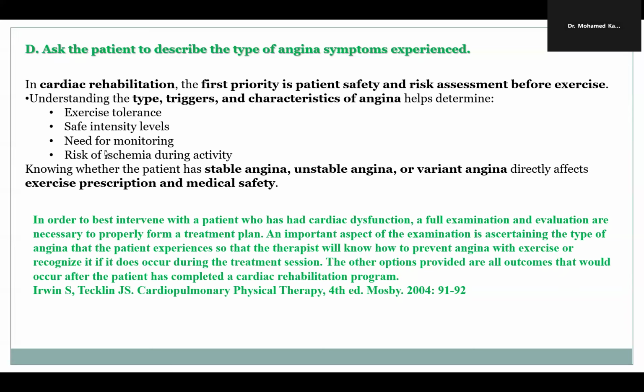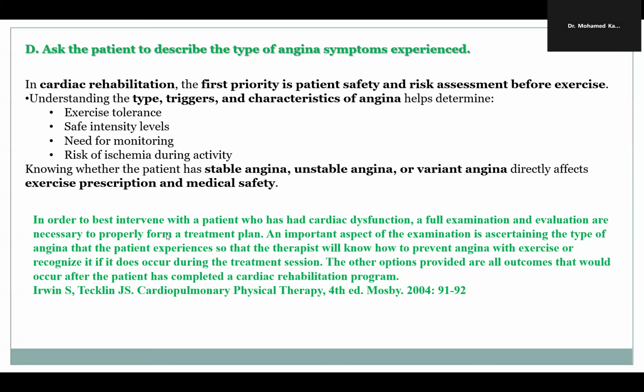Need for monitoring. What I mean by monitoring: monitoring of heart rate, monitoring of ECG, monitoring of blood pressure, vitals in general. Risk of ischemia during activity. Any signs or symptoms of ischemia happening after how long of exercise, after how many repetitions, we need to learn about that. Knowing whether the patient has stable angina, unstable angina, or variant or Prinzmetal angina directly affects exercise prescription and medical safety. Okay, so this is the answer.